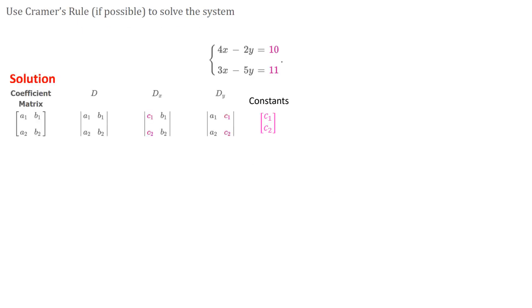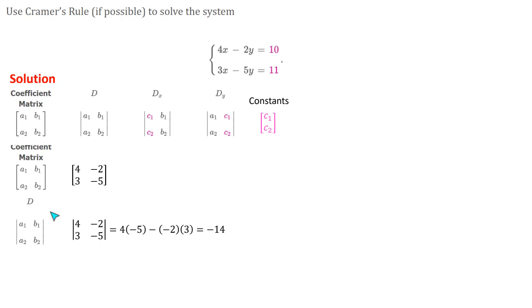So here, let's get the things we need. We need the coefficient matrix, we need D, we need Dx and Dy, and the constants. So let's set it up. Our coefficient matrix would be 4, -2, 3, and 5. If we find the determinant of that matrix, we get 4 times 5 and -2 times 3. So we get 20 plus 6, which gives us -20 plus 6, -14.